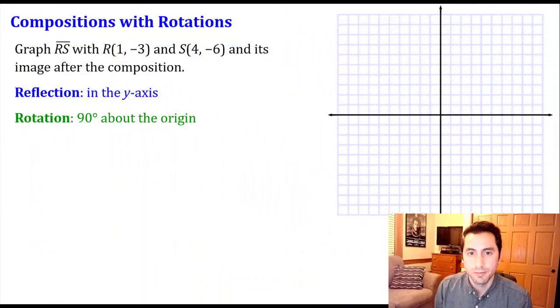We're going to graph an object and its image after a composition transformation, and then we're going to do that same composition but in a different order. And we're going to take a look at the results and see why the order is important.